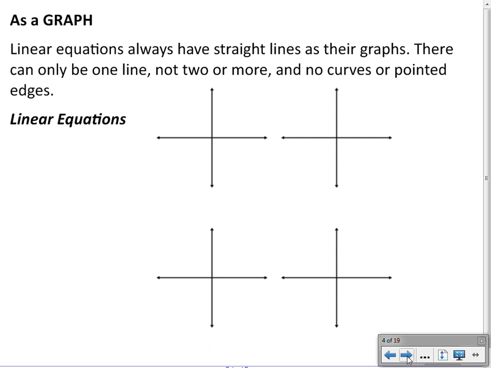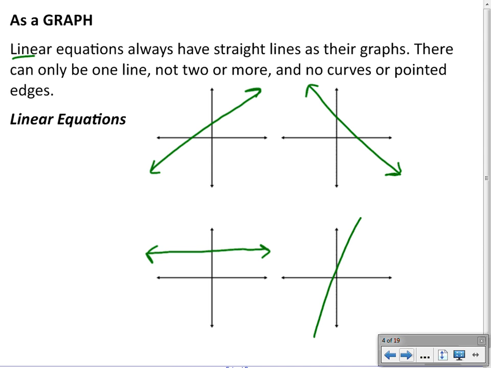Now, graphically, linear equations, the way I think of it is the word line is inside of linear, meaning that the graphs are going to be straight lines. So this would be an example of a linear function. Or maybe it's a straight line, but it's going down this way. We can have horizontal lines. Or maybe we're changing the steepness. Maybe it's a little steeper than the other ones. These are all examples of linear functions.